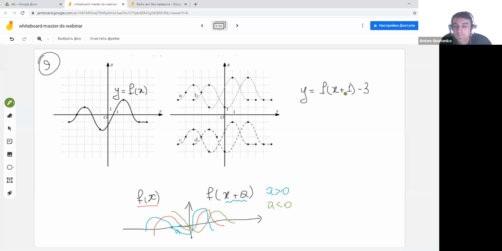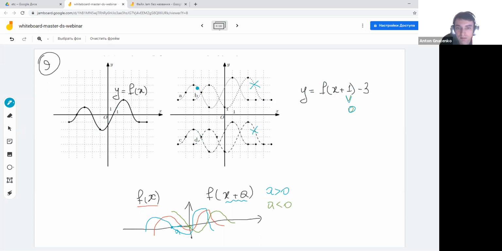So here we have 1. 1 is greater than 0, and I write it with the blue color, which means that the graph of this function, when we substituted x is x plus 1, it shifted to the left by 1. So these two graphs are for sure not the graph we're searching for.